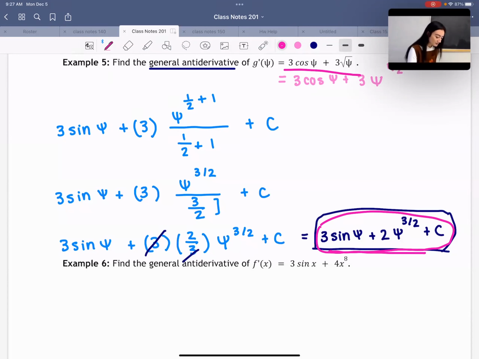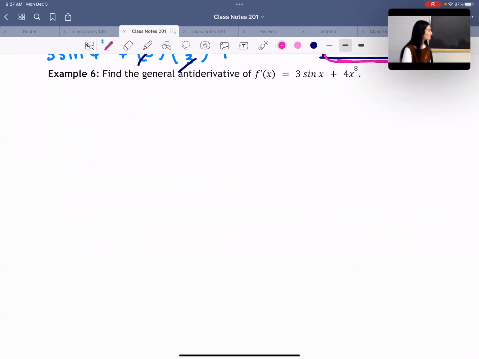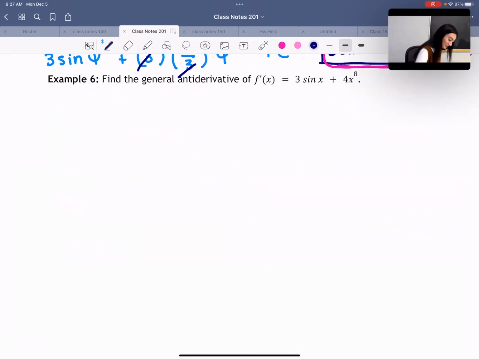All right. Let's move on to example number 6 and see what we can do here. So same type of question, we want to find the general antiderivative of 3 sine plus 4x to the 8th power, which I think is a little bit easier than what we just did above. What's the antiderivative of 3 sine? 3 negative cosine. Good, 3 times negative cosine of x, right? Because the antiderivative of sine is negative cosine.